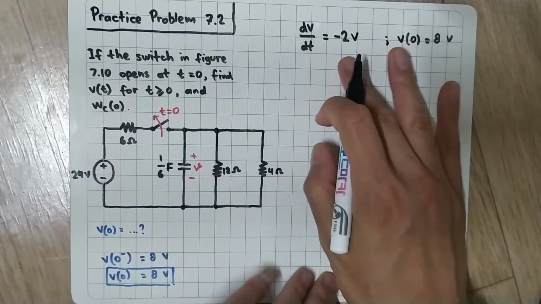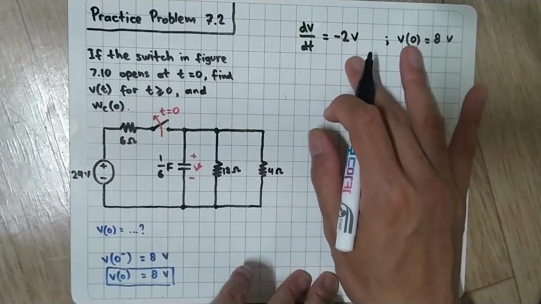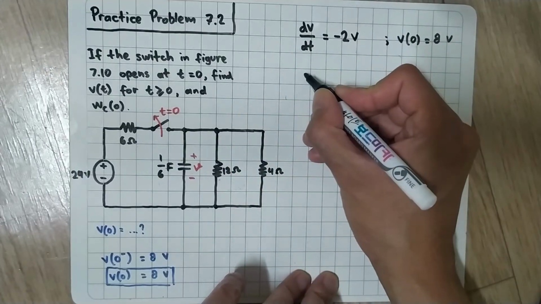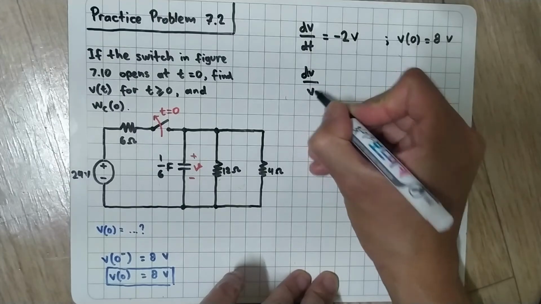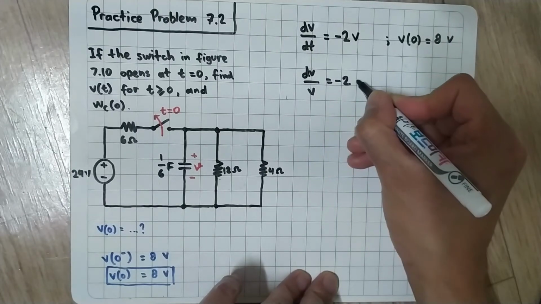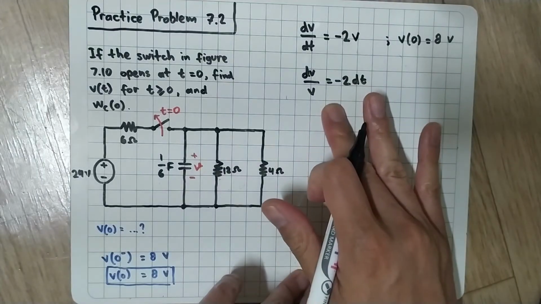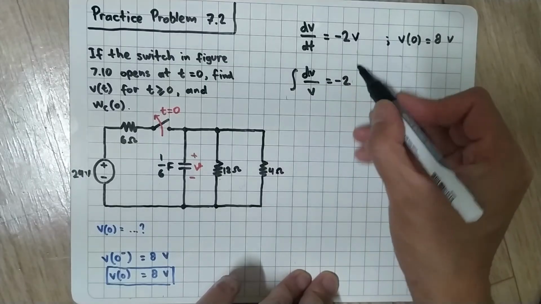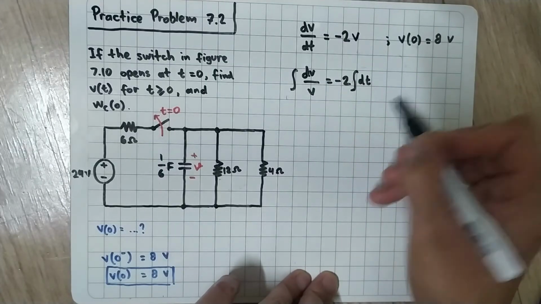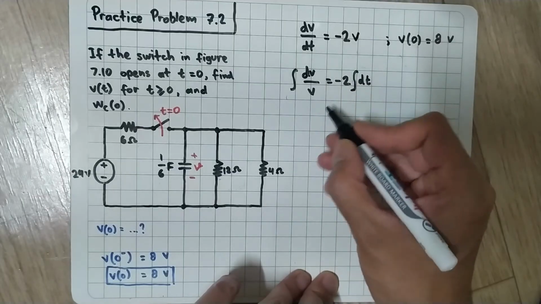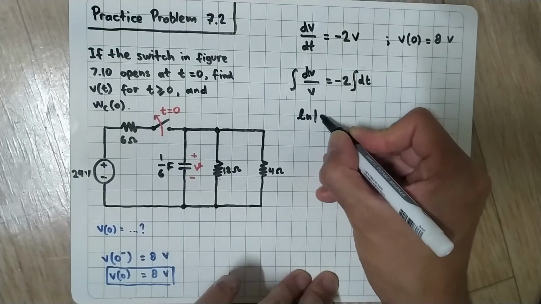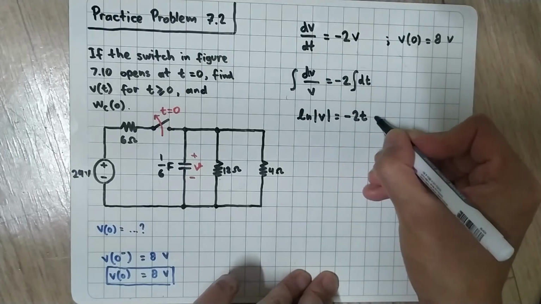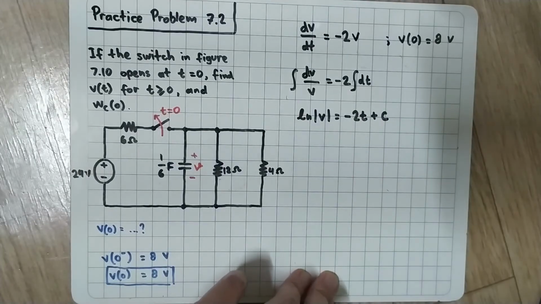And so we can solve this by separating the variables. So I will move all the v to the left hand side and all the t to the right hand side. So I will have dv over v is equal to minus 2 dt, right? And then we can integrate both sides. We can put the integral here. So I will have the integral of dv over v, and that will become natural log of v. And this one will be minus 2t plus some constant.